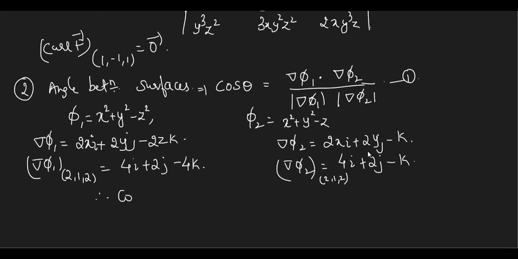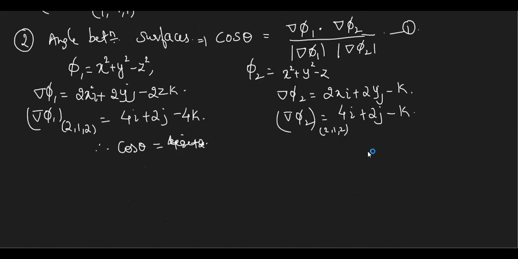Therefore, cos theta will be del phi 1 dot del phi 2 over their magnitudes. 4i plus 2j. Else, I'll just substitute the dot product directly. You know the substitution, how to do it. All important steps should be written. I just want to cover more examples, so I'm writing some important steps, like how to take the dot product of this vector and this vector.